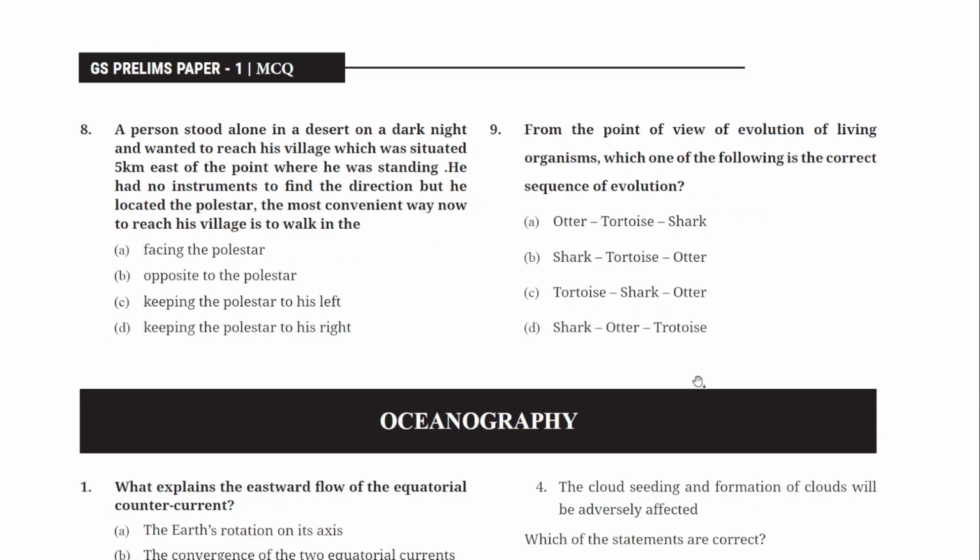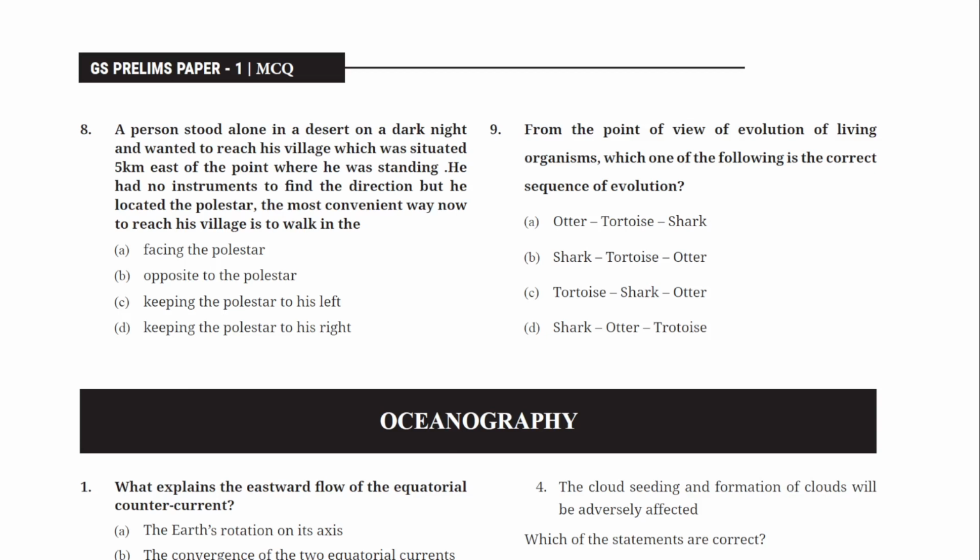Question number 8. A person stood alone in a desert on a dark night and wanted to reach his village, which was situated 5 kilometers east of the point where he was standing. He had no instruments to find the direction, but he located the pole star. The most convenient way now to reach his village is to walk in the.